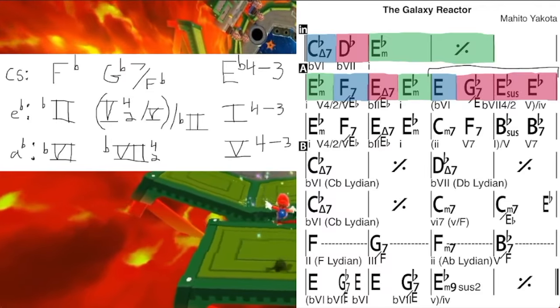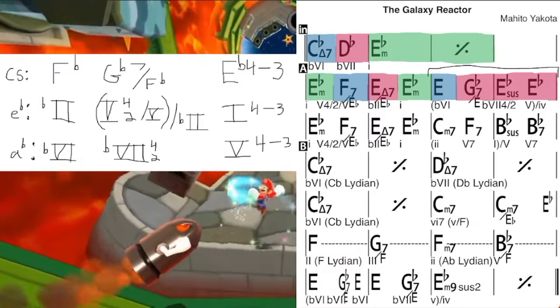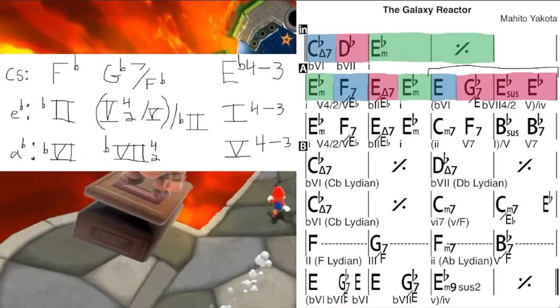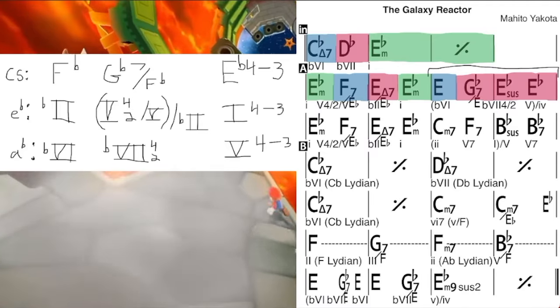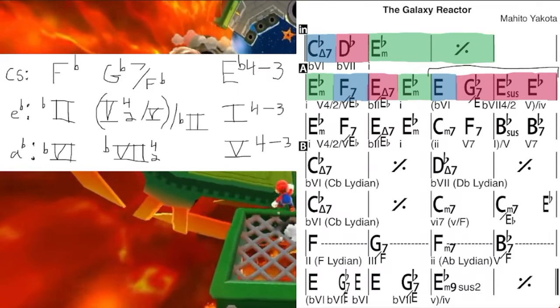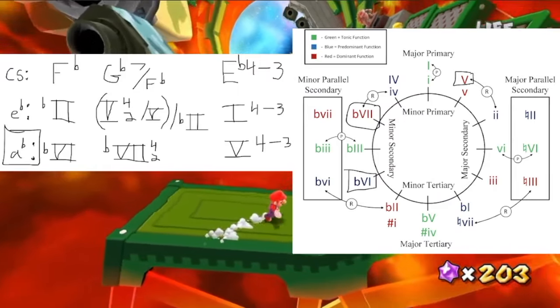So it has dominant function, but of the wrong key, of A flat minor instead of E flat minor. But it goes back to E flat minor anyway. And keep this in mind because he's going to use the same exact trick later. So yeah, you have this A flat minor progression.